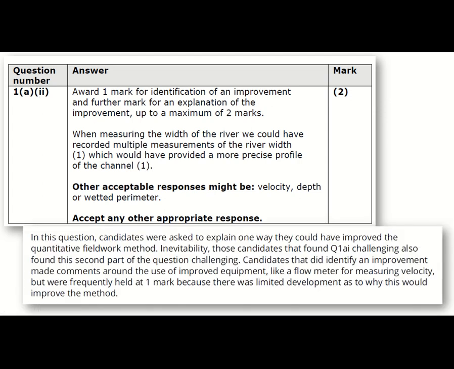So again, there's the examiner's report. Pause the screen and have a look at it. All right, it's worthwhile doing, and then we'll move on to the next bit.